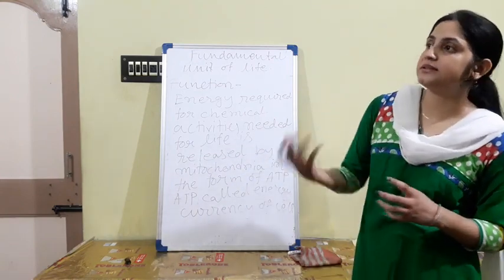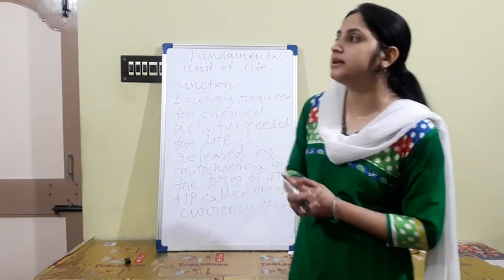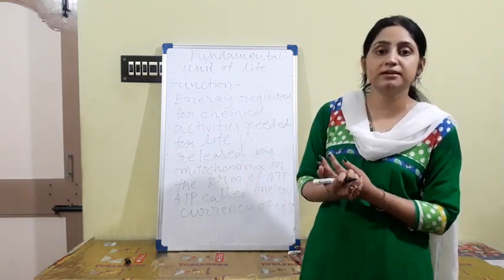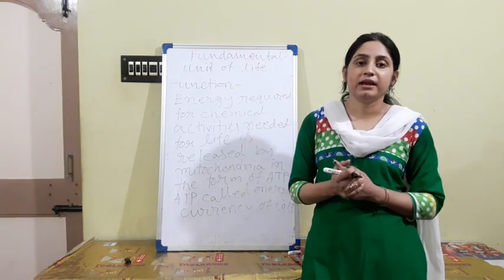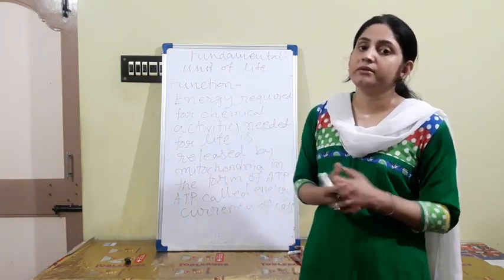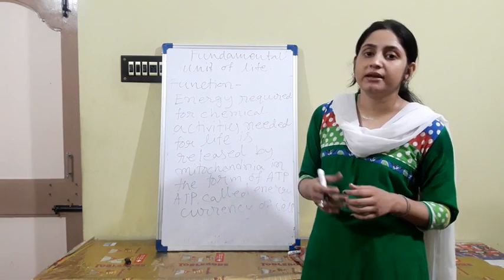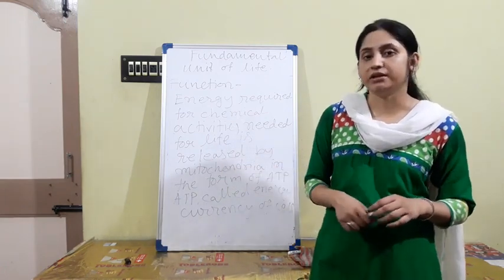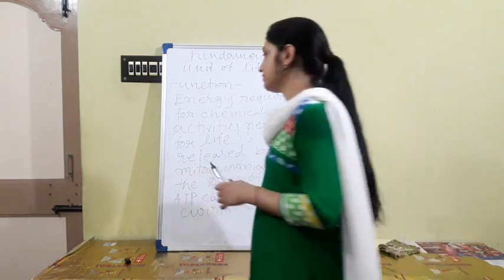If you want to sustain, if you are a living organism, you always need some chemical activities that are done by the cell organelles. And any type of activity you do needs energy, and this energy comes from the mitochondria in the form of ATP. This is the main function.